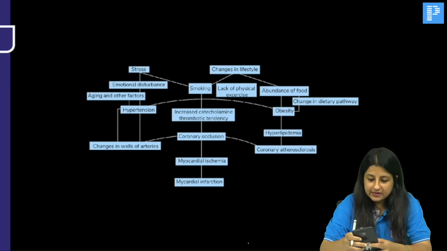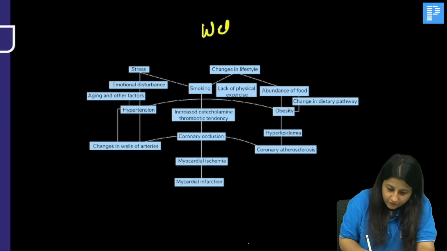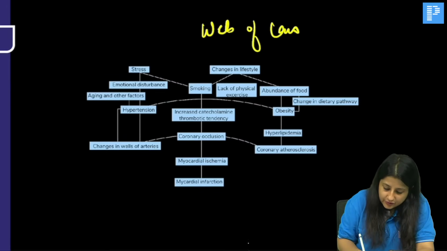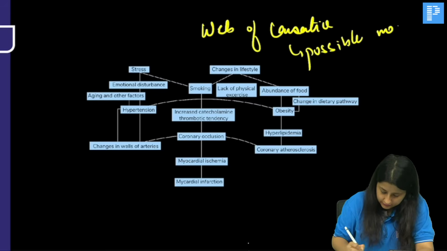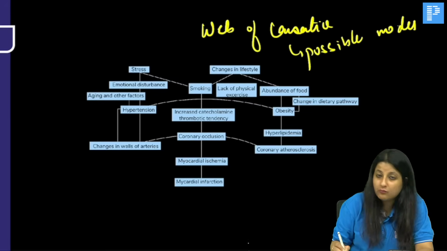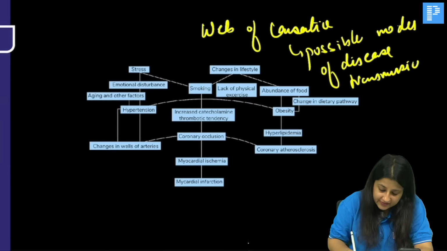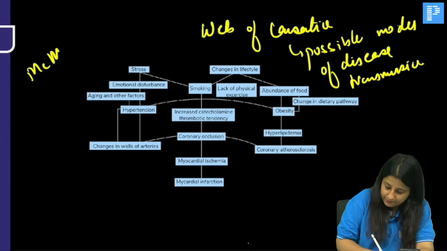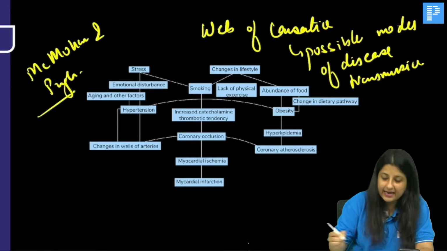Good. Now, this theory, everybody, is web of causation. What does web of causation tell us? This tells us about the possible modes of disease transmission. And this one was given by 2 people, McMahon and Pugh.